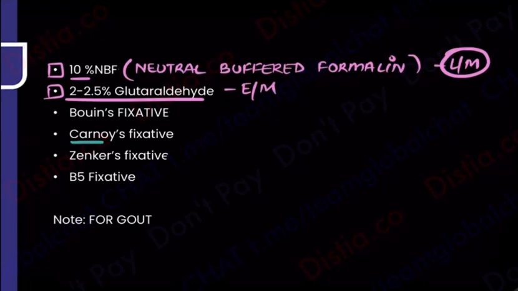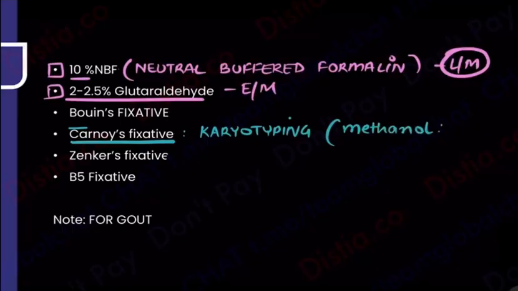Where do you use Carnoy's fixative? If you remember, "car for car", that is used in karyotyping. Karyotyping ke liye Carnoy's fixative. What does it contain? It contains methanol and glacial acetic acid, and they ask you what is the ratio of methanol and glacial acetic acid? It is 3:1.